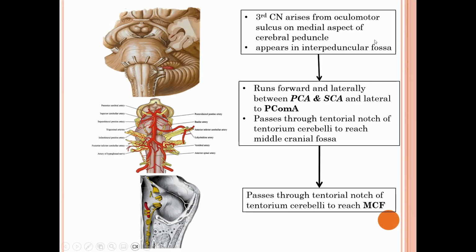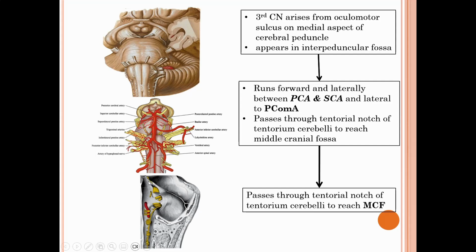So course and relation. The third cranial nerve arises from the oculomotor sulcus on the medial aspect of the cerebral peduncle. Here the medial aspect of the cerebral peduncle, and then it appears in the interpeduncular fossa. It is running forward and laterally between, first here you can see there is posterior cerebral artery and the superior cerebellar artery, and lateral to this one posterior communicating artery, it passes through the tentorial notch.